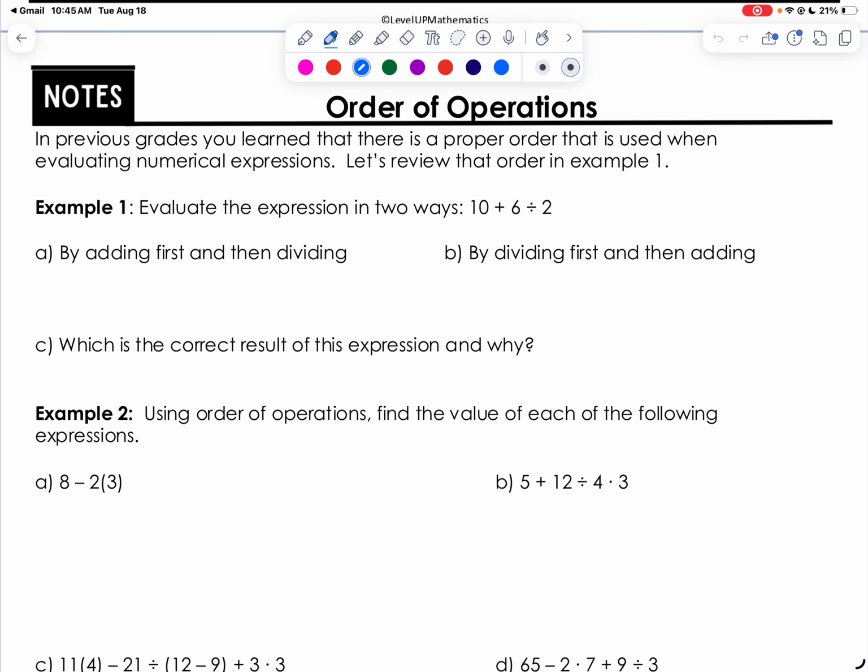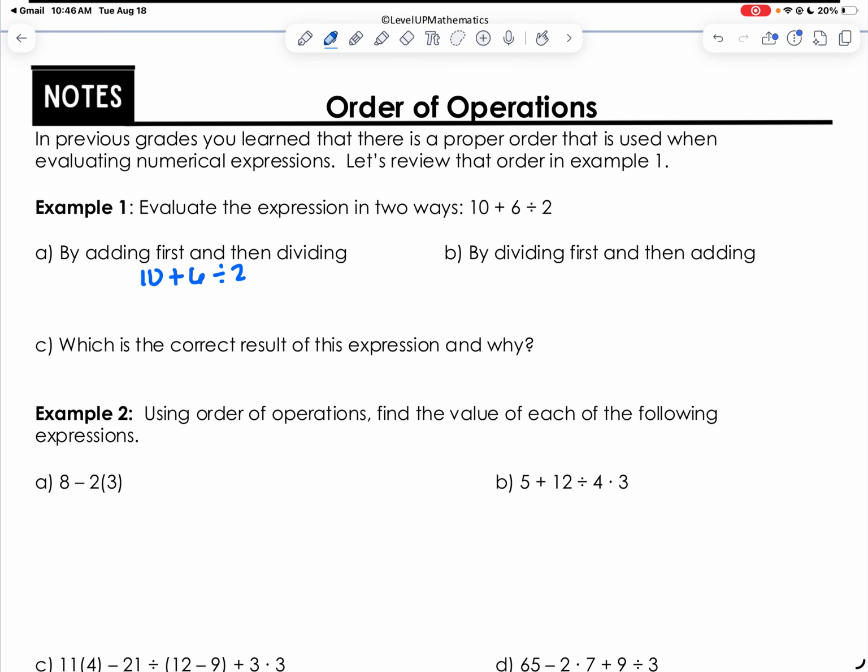So let's say we have this expression, 10 plus 6 divided by 2. We're going to evaluate this expression two different ways. In part A, we will add first and then divide, and in part B, we'll divide first and then add. So let's write the expression down again. 10 plus 6 divided by 2.